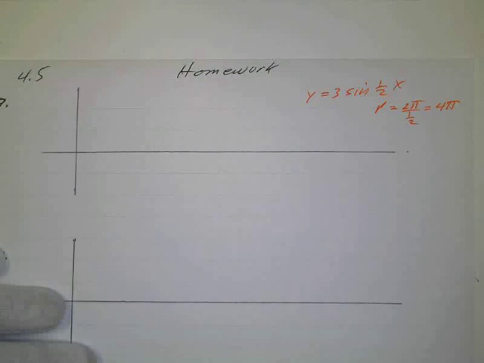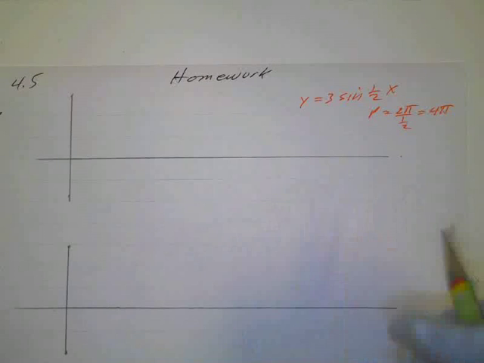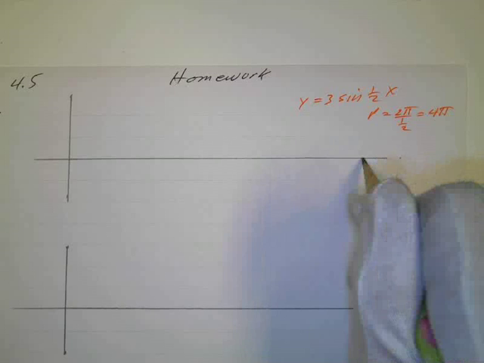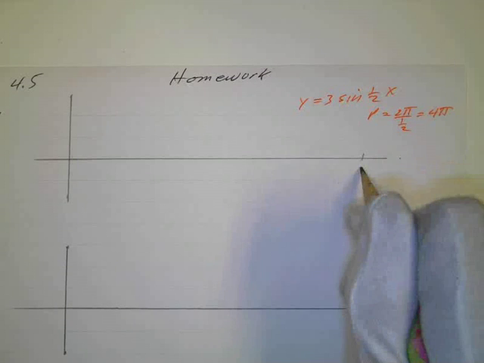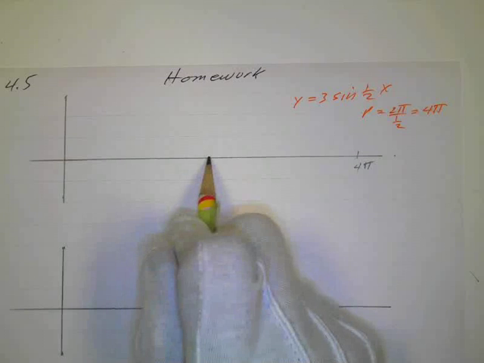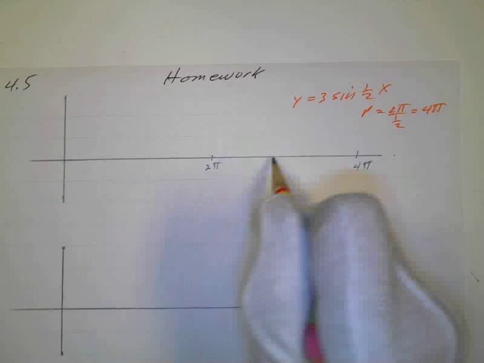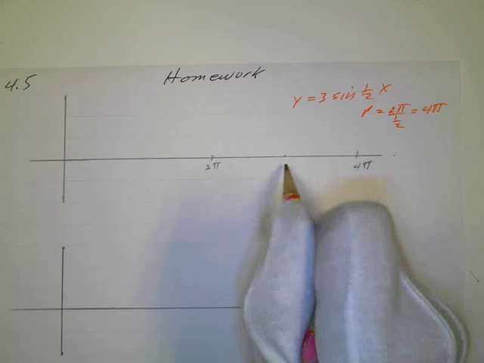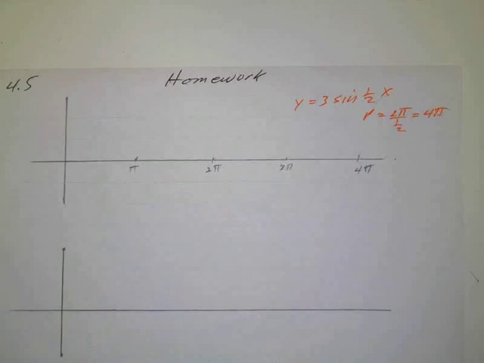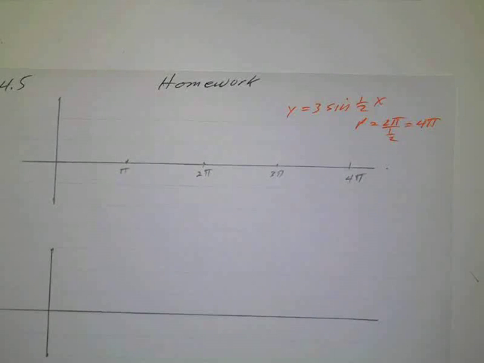So that's your period, 4 pi. So when I set up my scale here, I can kind of eyeball this, and I'll just call this 4 pi, my period. I can eyeball about halfway through that. That's 2 pi. In the middle here would be pi, and in the middle there 3 pi. So that's how I'm going to subdivide my interval, because I've got a period of 4 pi.